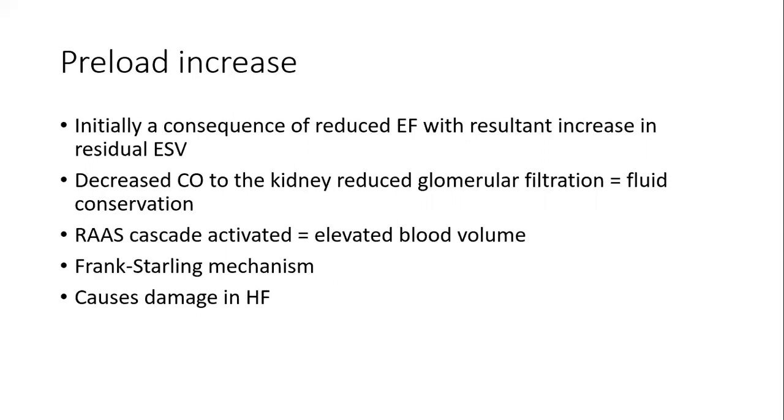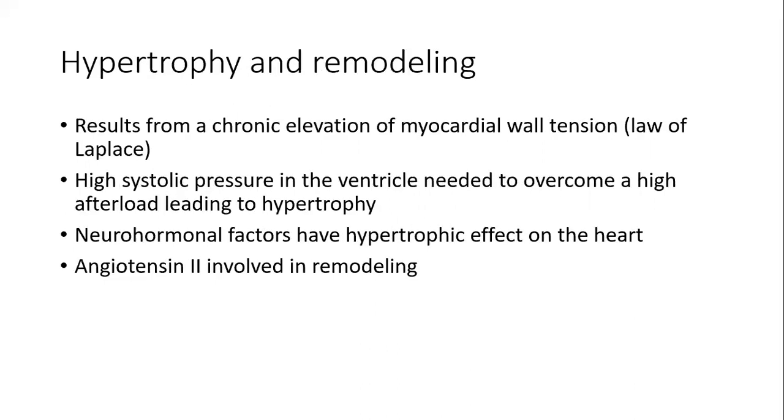So the decreased cardiac output to the kidney results in decreased glomerular filtration rate, which results in fluid conservation. Then the RAS cascade is activated, and that brings up the blood volume. And so then there's more blood dumping into the heart, which in theory at least would stretch the heart more. But in effect, over time, it results in damage to the muscle tissue and heart failure.